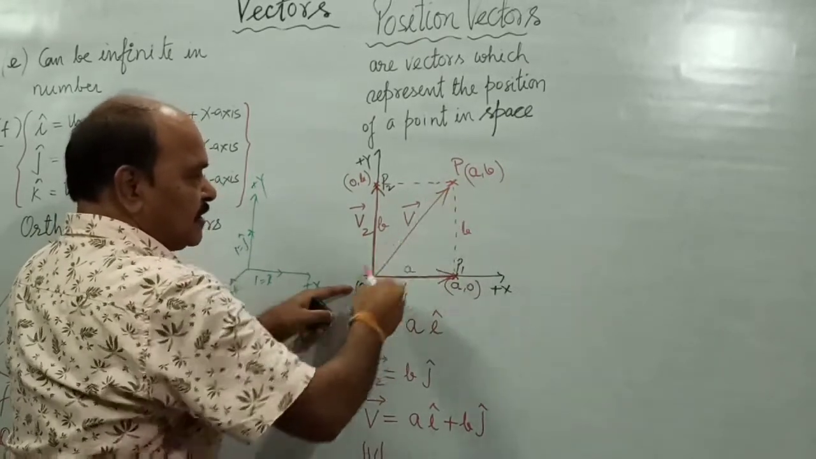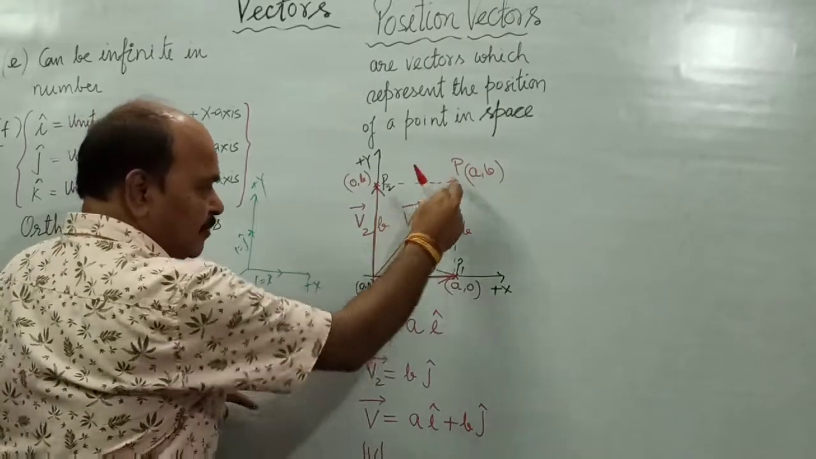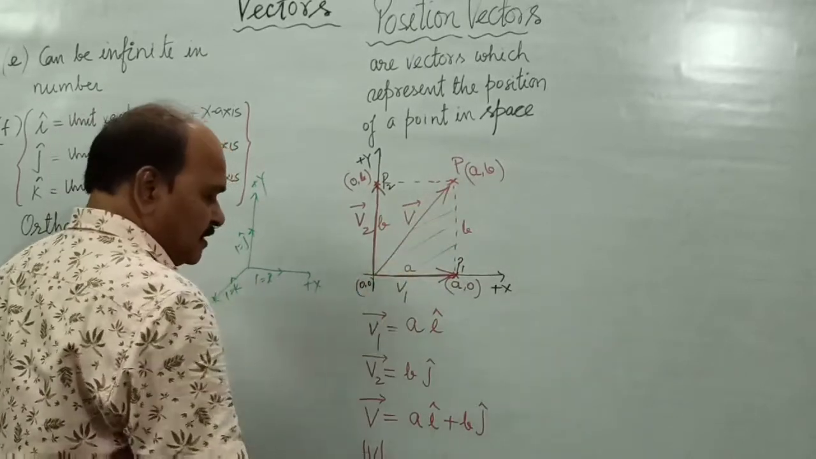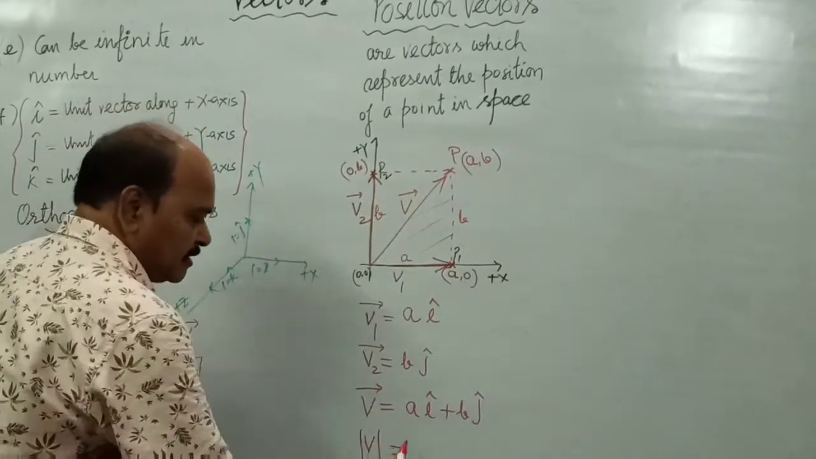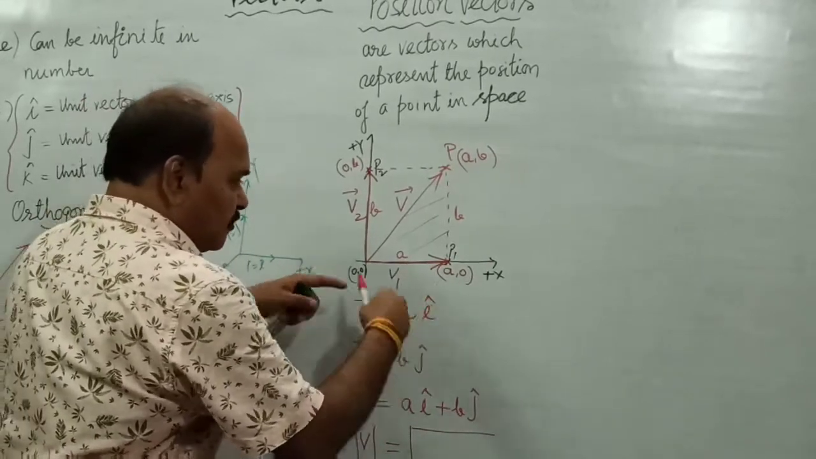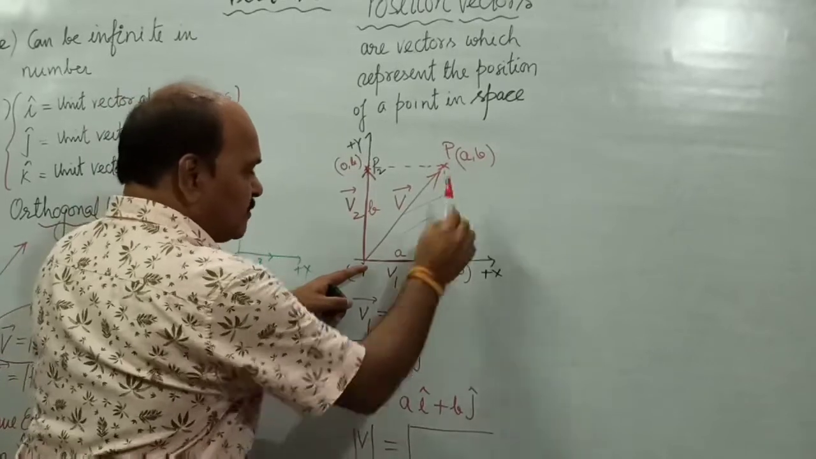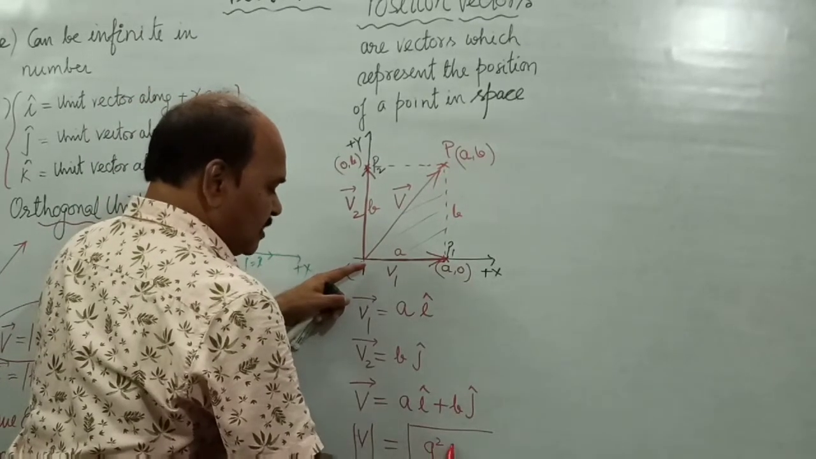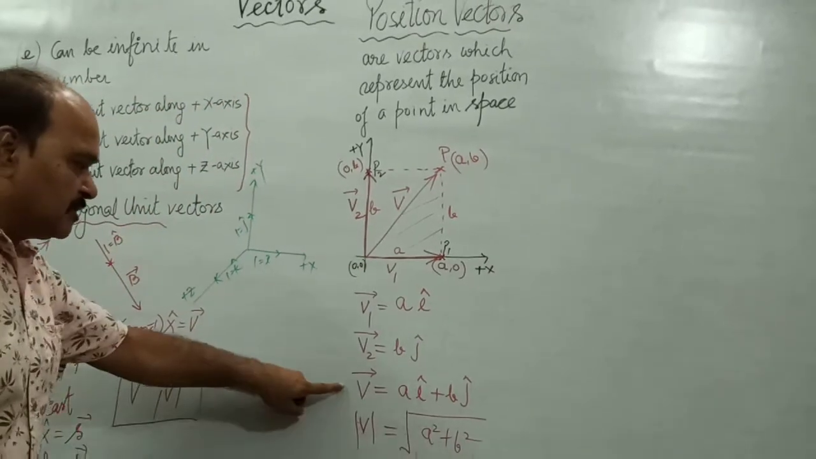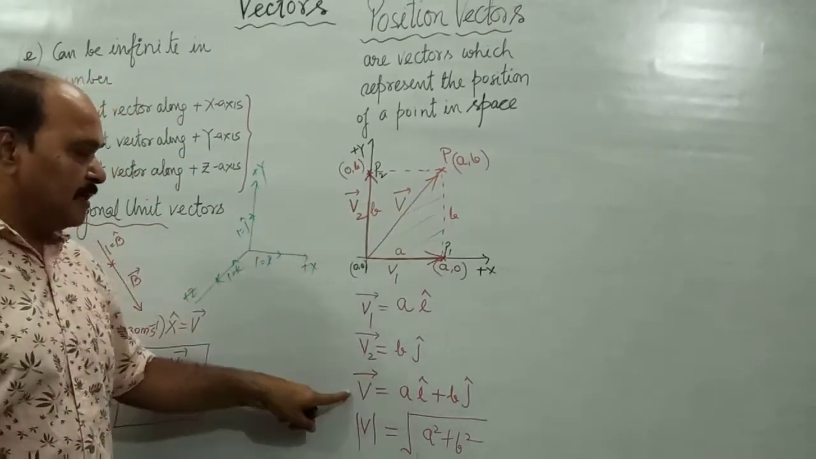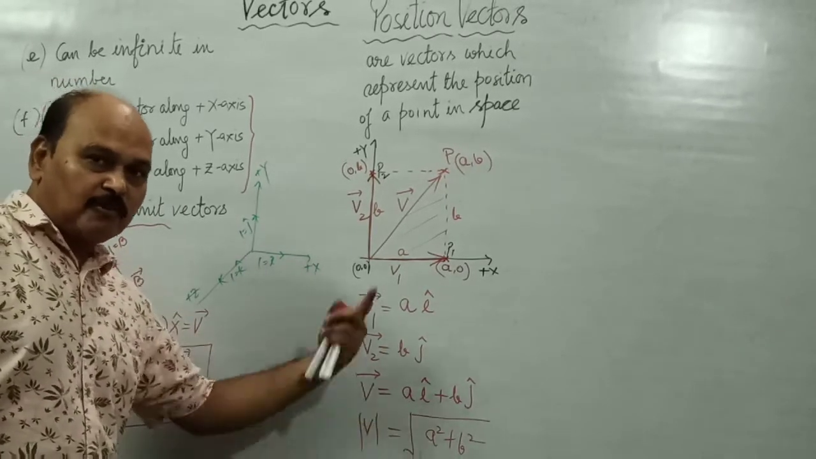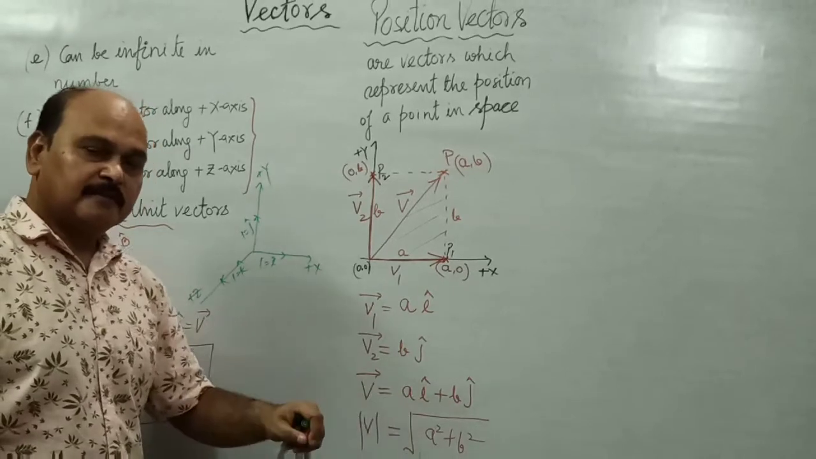So what is the length of this vector? The length of this vector is the length of this hypotenuse. This is a right angle triangle. What is this hypotenuse? This hypotenuse is going to be square root of sum of squares of base and perpendicular. Base is what? A square, perpendicular is what? B square. So this is the position vector of point P and its magnitude is what? Square root of sum of the squares of the coefficients of i and j.